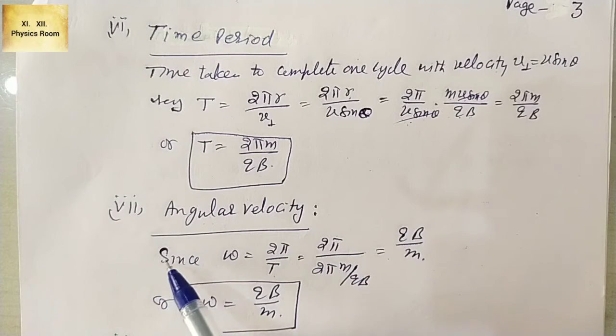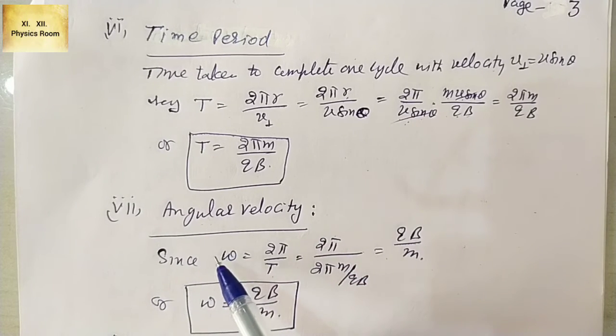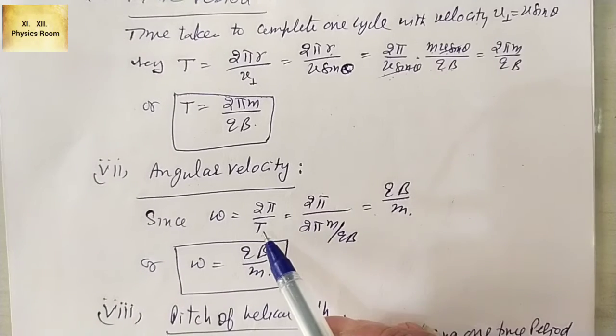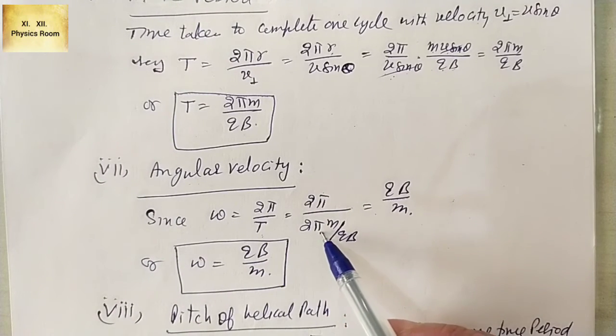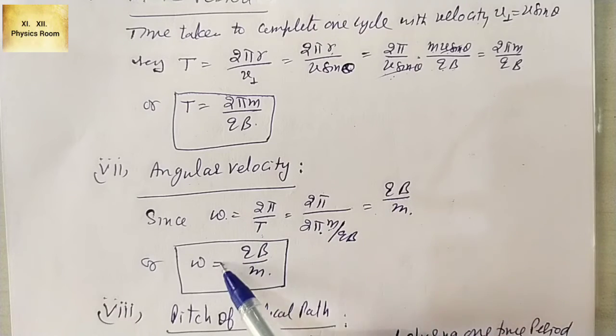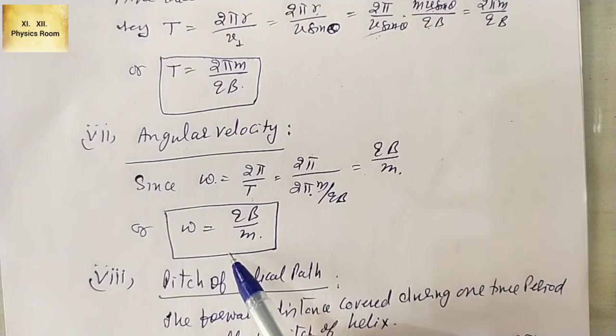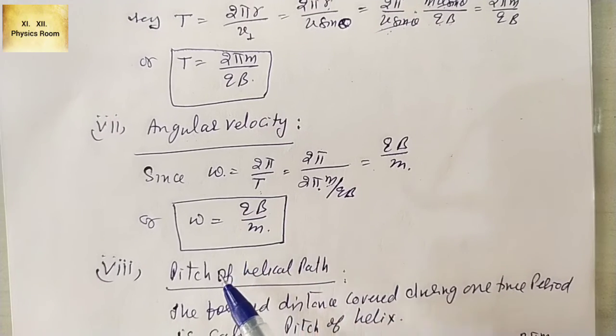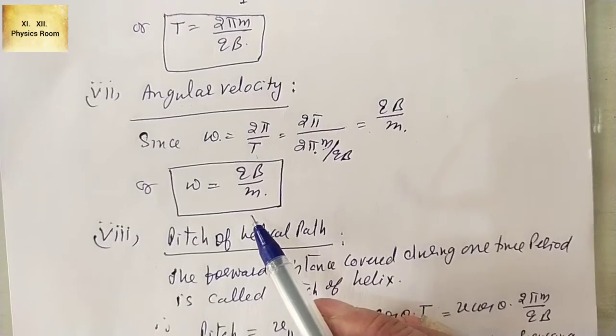Now what is the angular velocity? Since we know omega is 2 pi by T and the value of T is 2 pi m by q B, therefore omega is equal to q B by m. The angular velocity of the charged particle is q B by m.